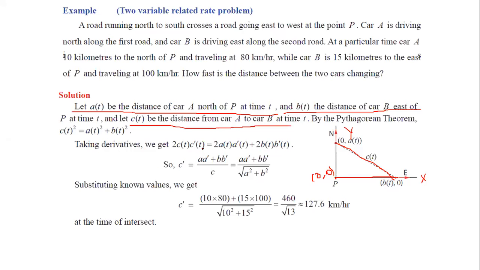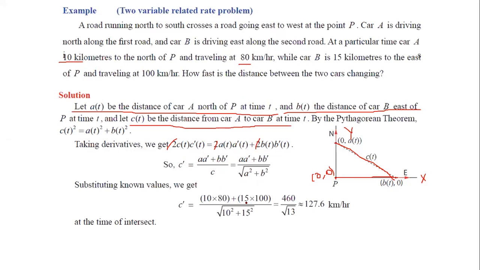Therefore, cancelling the 2 on both sides, c' equals (a a' plus b b') by c. What is c here? Square root of a square plus b square. But what is a here? Distance. A' is the rate of change of displacement. Here a is 10 kilometer, and the rate of change is 80.